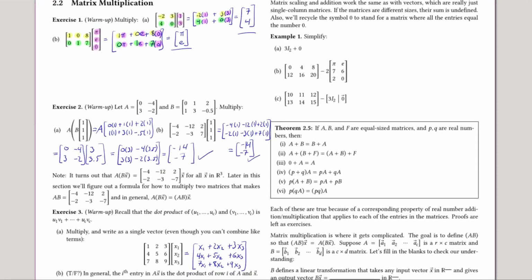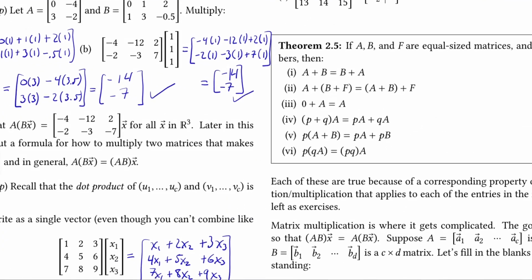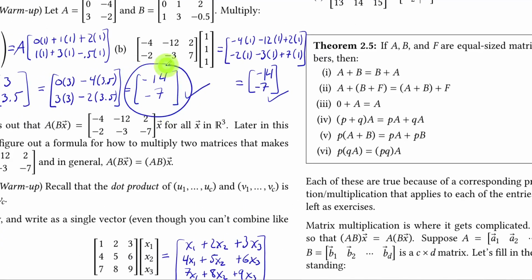answers. The first one is 7, 4, and pi e. Exercise 2, hopefully you got the same thing for both of these, -14, -7.